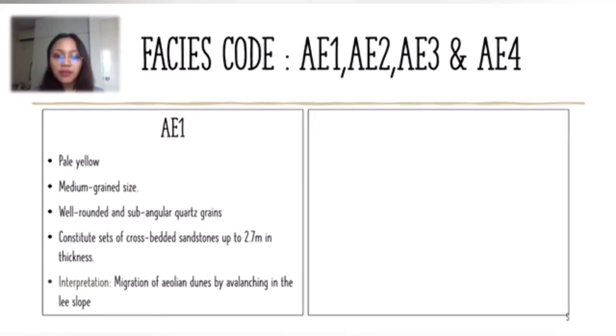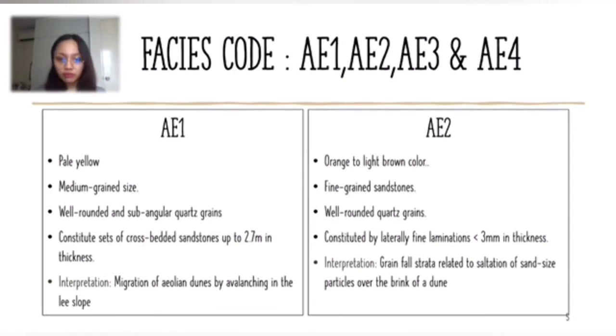lee slope. As for the AE2, it is orange to light brown in color, with fine-grained sandstones and well-rounded quartz grains, constituted by laterally fine lamination that is less than 3 mm in thickness. It is due to the grainfall strata that is related to the saltation of grain particles over the brink of a dune.